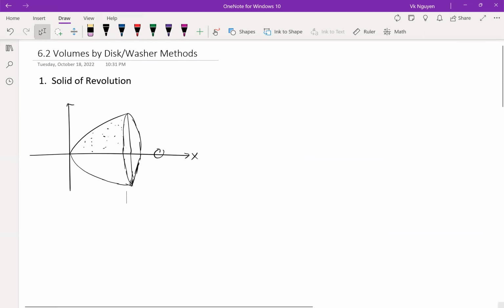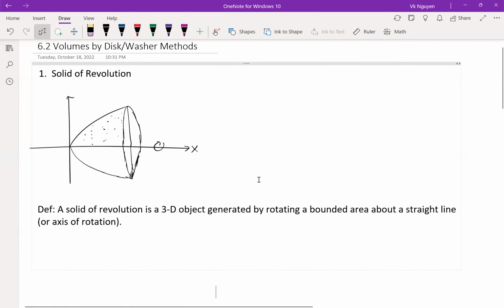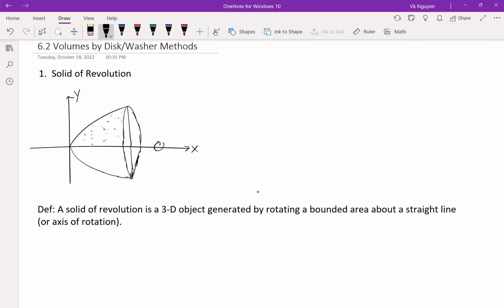Here comes the definition of solid of revolution. A solid of revolution is the 3D object generated by rotating a bounded area about a straight line or axis of rotation, meaning that we can rotate about the x-axis, the y-axis, the line x equal 1, x equal 2, y equal 1, y equal 2.